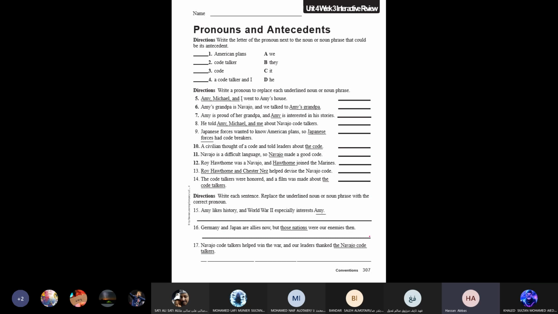Number three, code. If you want to replace code, I use what? It. Instead of code, I can say it. This is C, right?